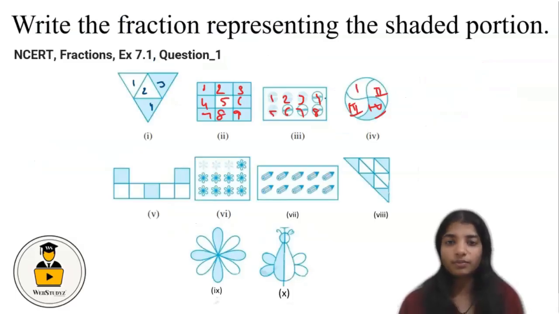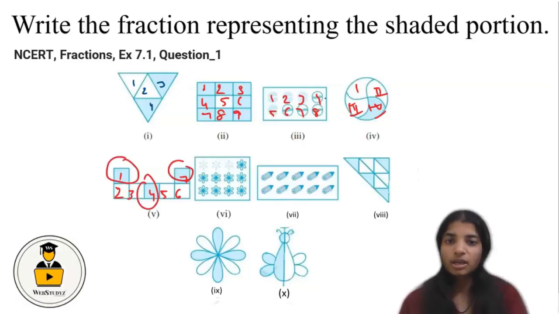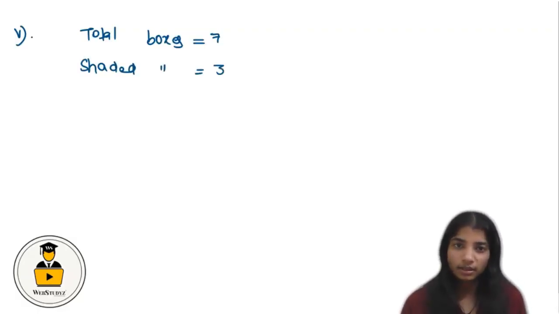Now look at this fifth part, there are 1, 2, 3, 4, 5, 6 and 7. In total 7 boxes are there, out of which 1, 2 and 3 boxes are shaded. So from here we can say that in part 5, total boxes is equal to 7, and out of this shaded are 3. So the fraction is equal to the shaded boxes divided by the total boxes.